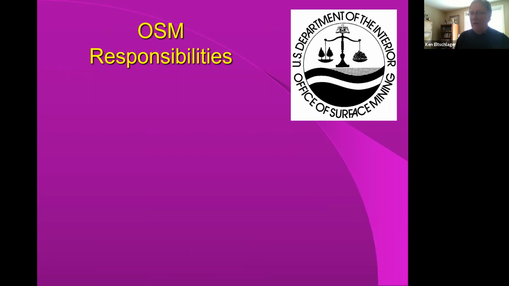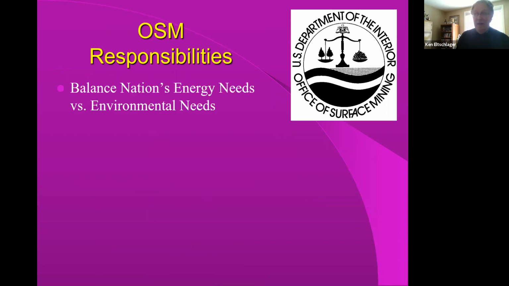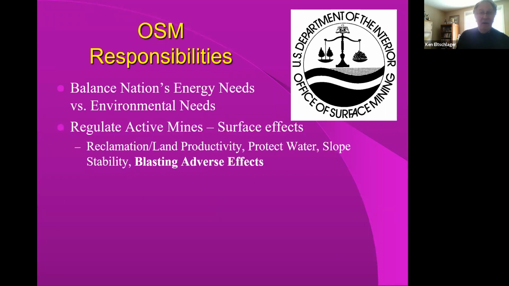OSM is a regulatory agency on coal mining. As you see in our emblem, they've got a little scales of justice there, trees on one side, coal on the other. Our job is to balance the energy needs of the country versus the environmental needs and productivity of the land. So we try to be relatively balanced in our approaches. We regulate active coal mining in a wide variety of different areas. One of them is blasting, where I am the blasting certificate coordinator, issue licenses to blasters, and I also coordinate those activities with all the states across the board.